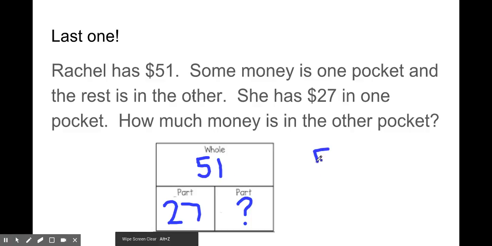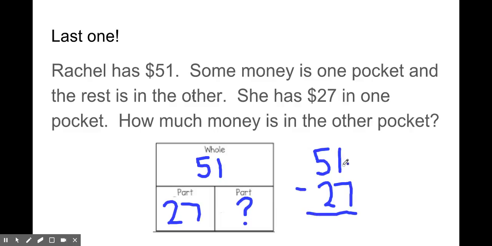So I'm going to do that on the other side. 51. I'm going to take out the part that I know to find the missing part. So I'm going to line up my place values, my ones place and my tens place. I know I have 1 one and I need to take out 7 ones. I can't do that because I don't have enough ones.